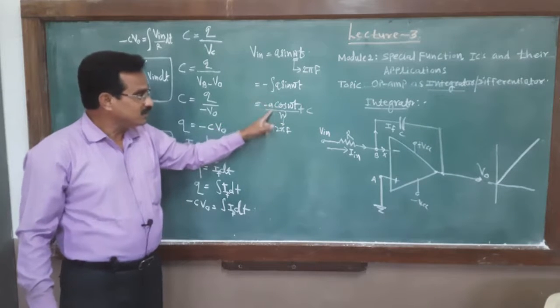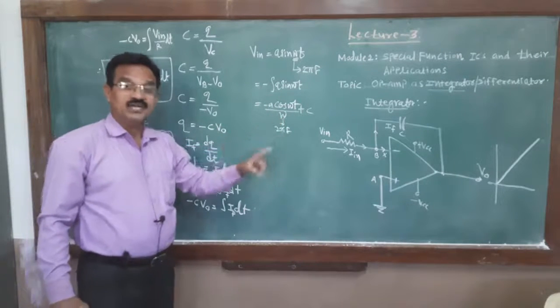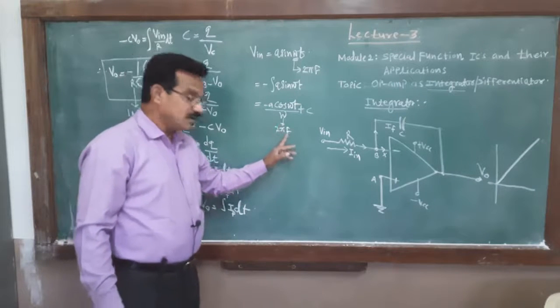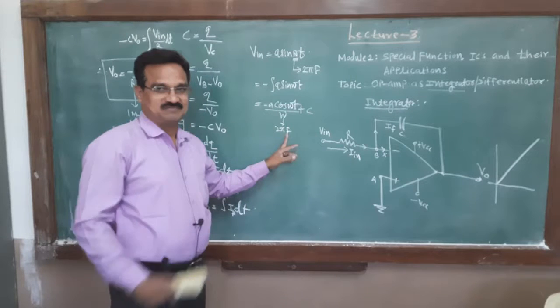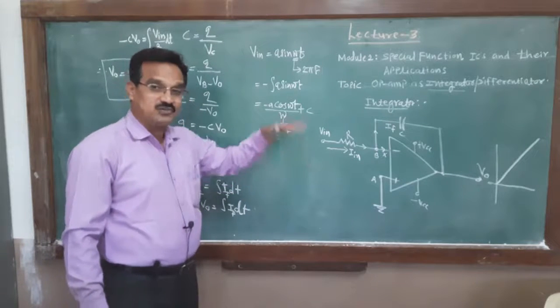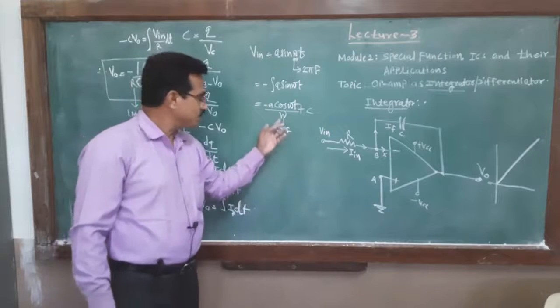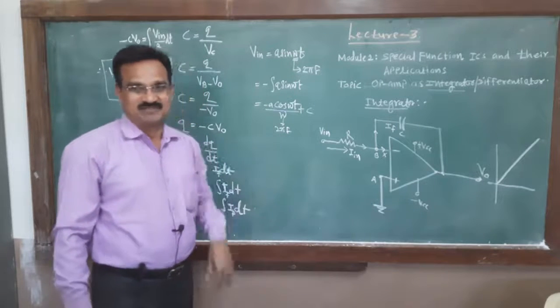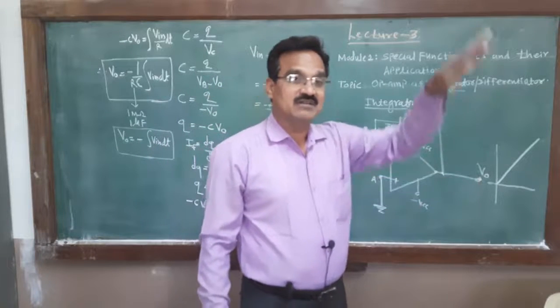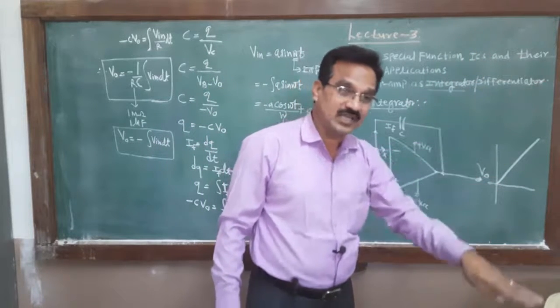But what is the meaning? Here, at the denominator, omega means f. Means when the f is increased, means when the frequency is increased, output decreases because frequency is at denominator. Means for higher frequency, output goes on decreasing.